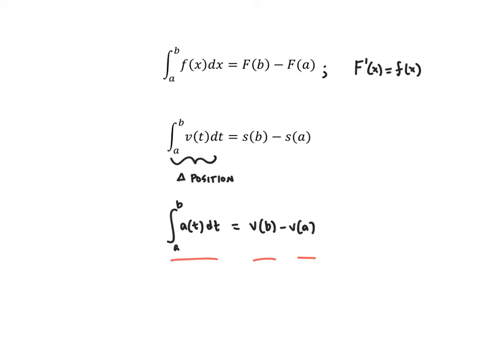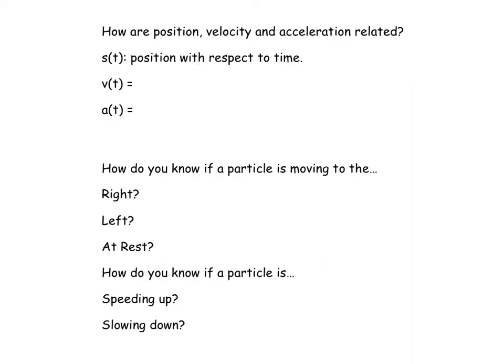Okay, let's talk a little bit about the schematics involved in position, velocity, and acceleration. So how are position, velocity, and acceleration related? Well, we know that position, s of t, which at times can be referred to as x of t, is position with respect to time. So velocity is the derivative of position, or the change in position, whereas acceleration is the change in velocity, which is equivalent to the second derivative or concavity of the position function.